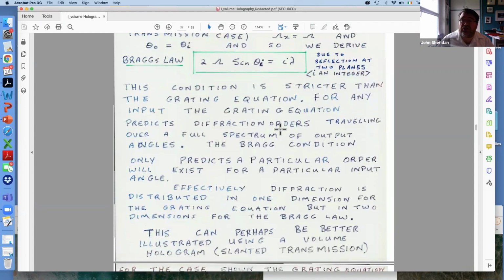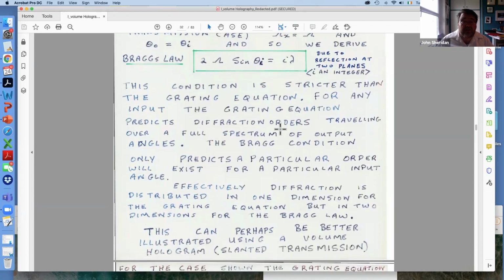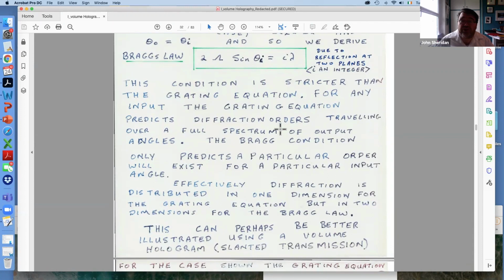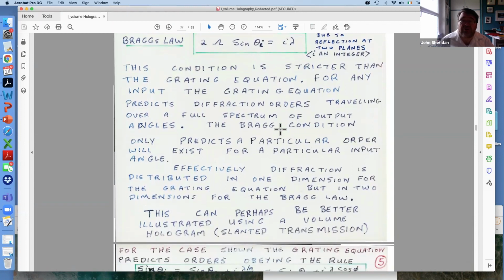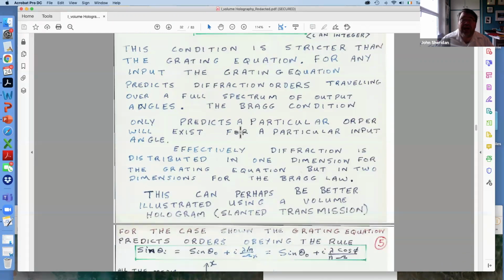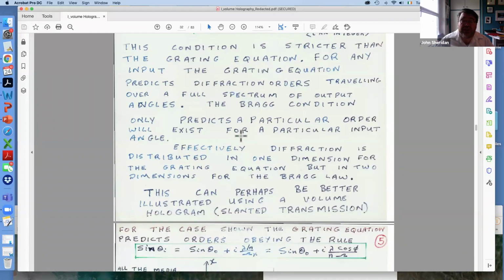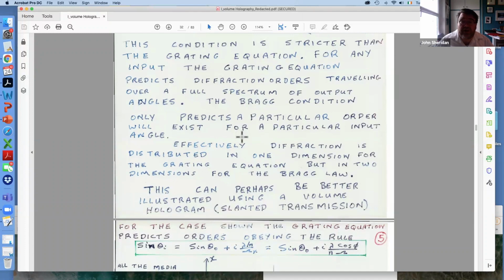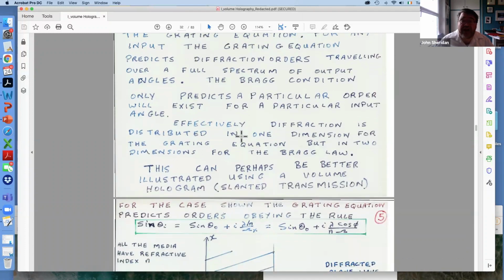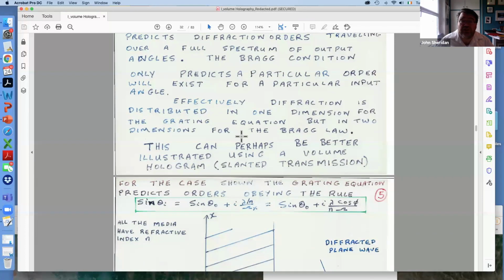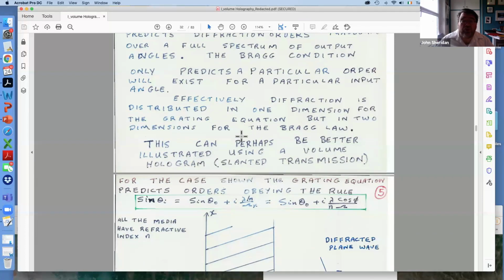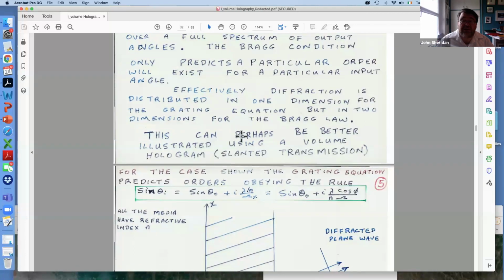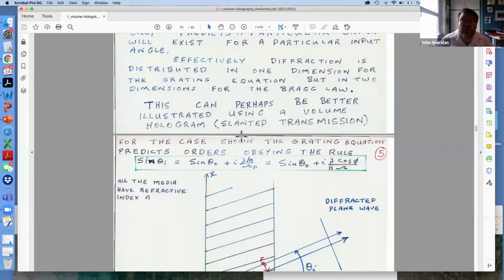This condition is stricter than the grating condition. For any input, the grating equation predicts diffraction orders traveling over a full spectrum of output angles. The Bragg condition only predicts that a particular order will exist for a particular input angle. So the Bragg law gives you a particular subset of the waves associated with the grating equation. Effectively, diffraction is distributed in one dimension for the grating equation, but in two dimensions for the Bragg law. This can perhaps be better illustrated using a volume hologram.